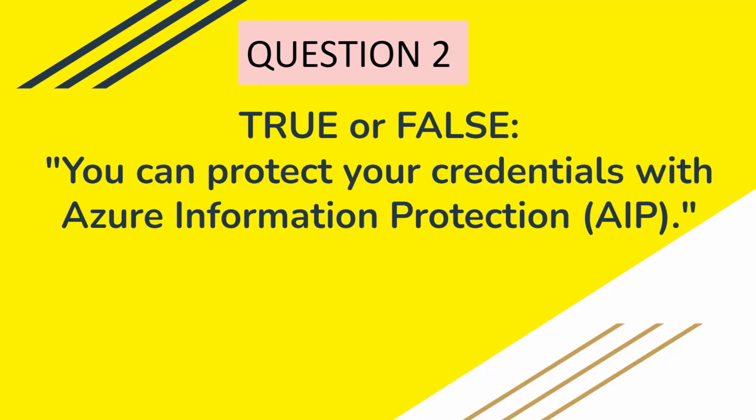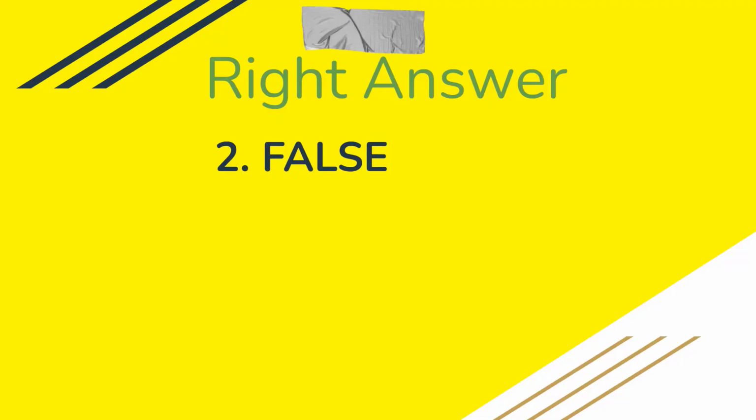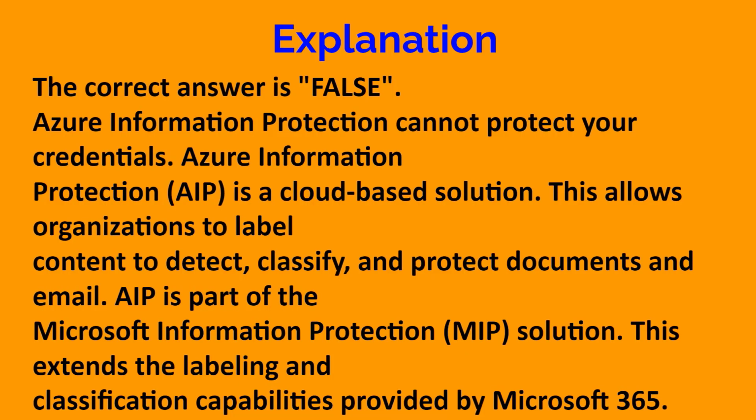Question 2. True or false? You can protect your credentials with Azure Information Protection, AIP. Option 1. True. 2. False. Right answer is 2. False. Explanation. The correct answer is false. Azure Information Protection cannot protect your credentials.